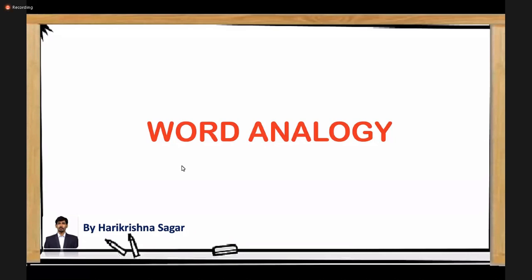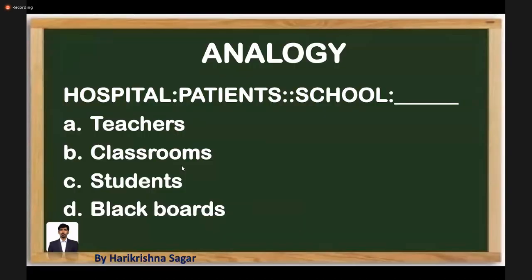How word analogy questions are given, we'll try to understand. So if you observe the word analogy question, hospital, patients, school is what? Patients will come to the hospital for the treatment. Students will come to the school for the learning process. Answer must be option C.